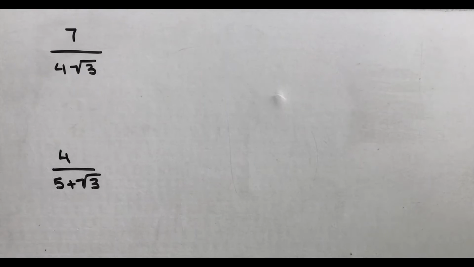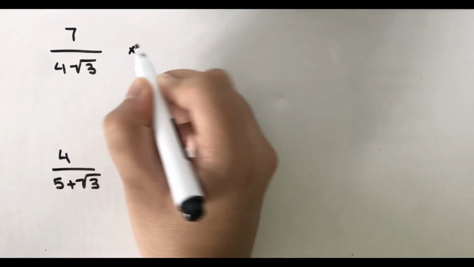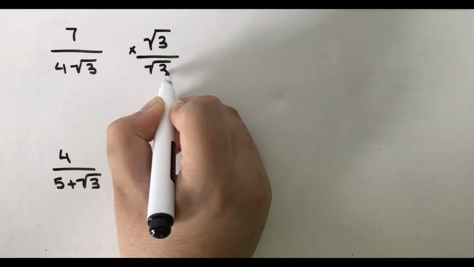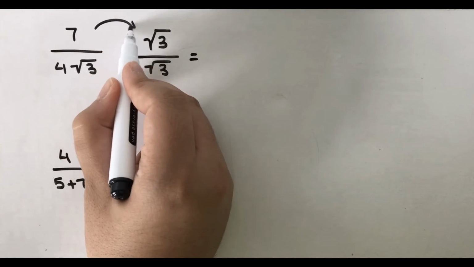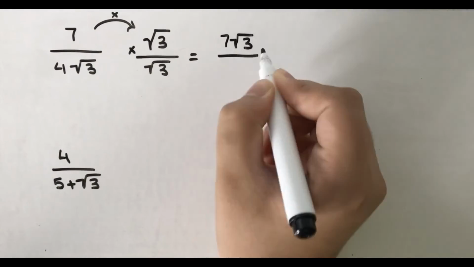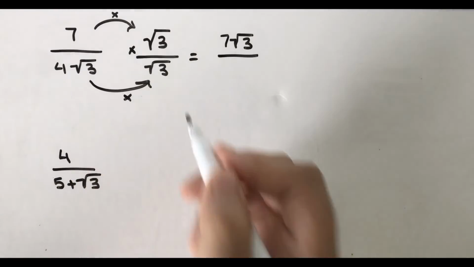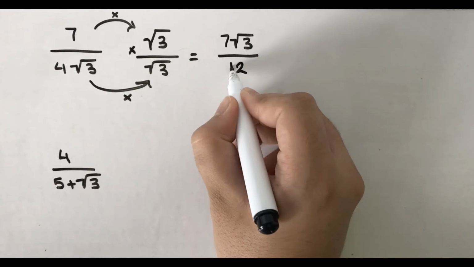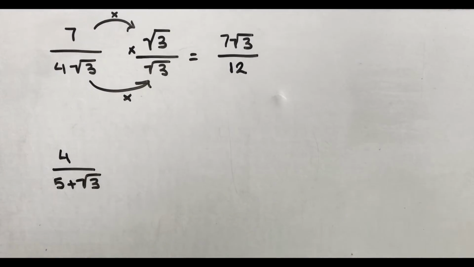Welcome back. For our first question, we have 7 over 4 root 3. This is not binomial, as there isn't a plus or a minus in the denominator. And for that reason, we multiply the top and bottom by the surd. So we have 7 over 4 root 3 multiplied by root 3 over root 3. We do 7 multiplied by root 3, and that gives us 7 root 3. And we then do root 3 times root 3 giving us 3, and 3 times 4 is just 12. So our answer is 7 root 3 over 12.